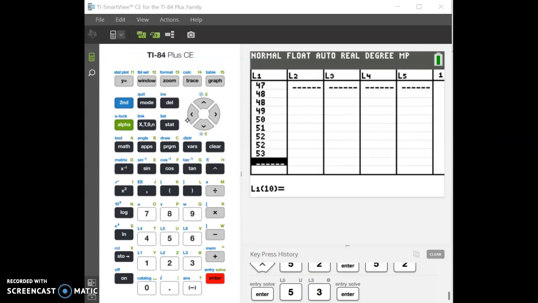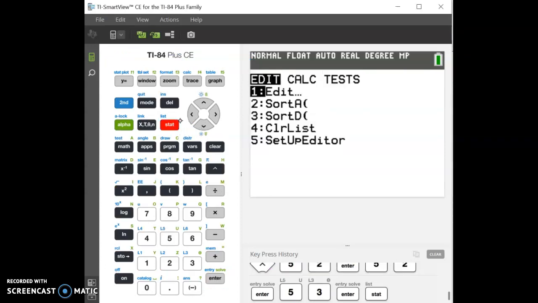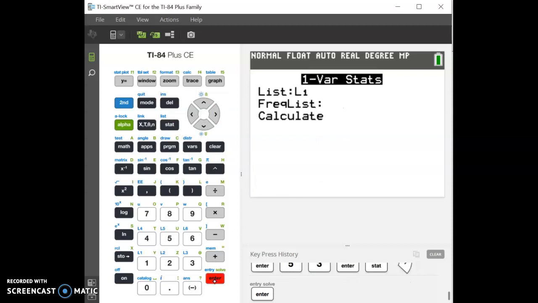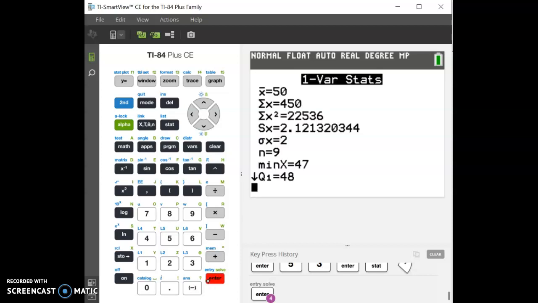Okay. And once I have them in there, I'm just going to hit stat, and then I'm going to go over to calculate this time. I'm going to do one variable statistics. And if you have an 83, it might not even show this screen, but on the 84 pluses or whatever, they'll show this. And you don't really need to change anything as long as you use list 1. And then hit enter, and it'll spit it out.